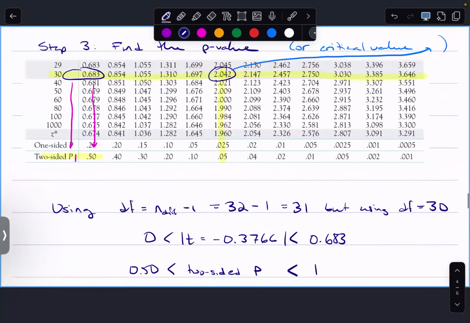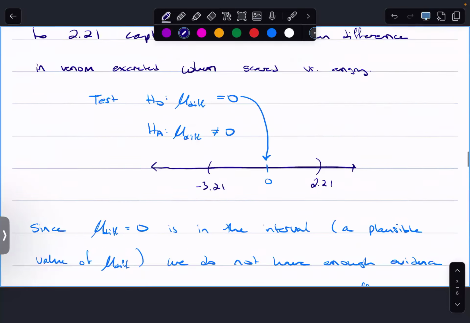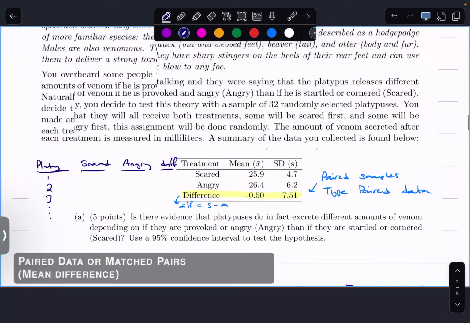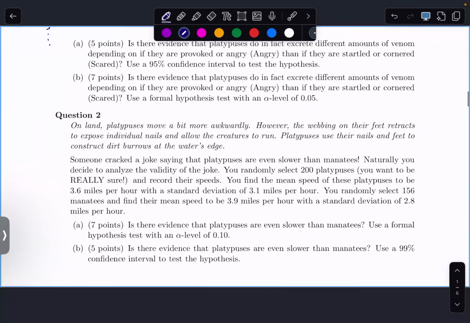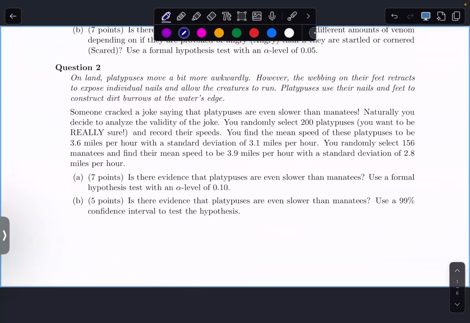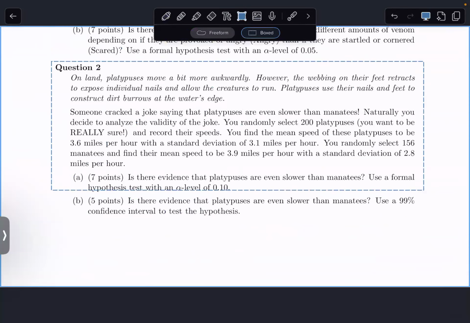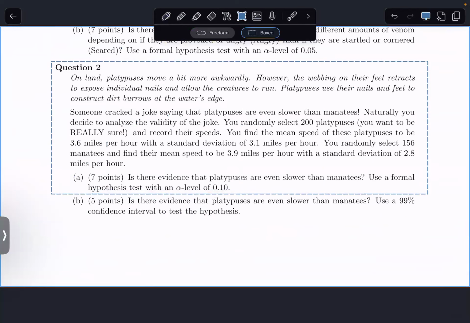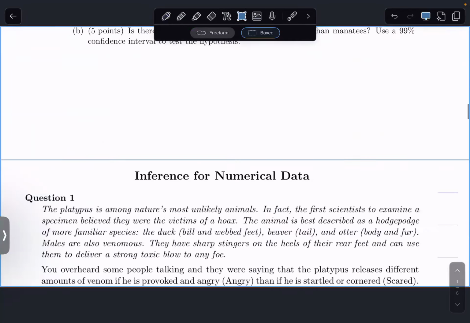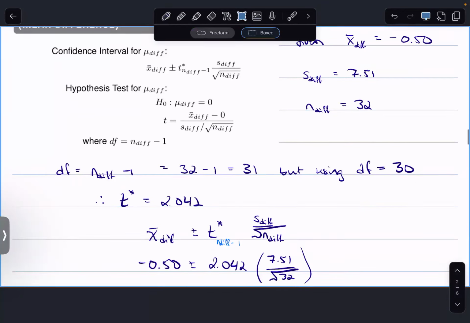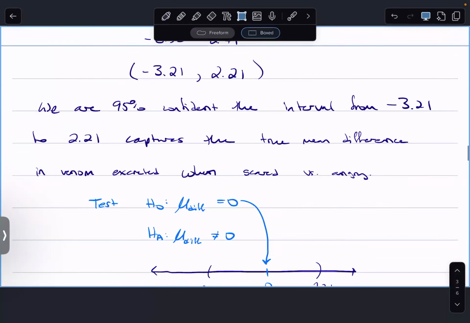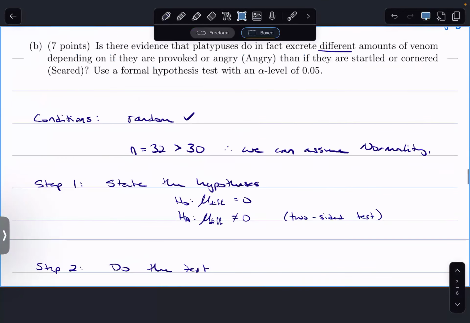Okay. Let's see here. Question 1. Question 2. I have to remember what the questions are about. Any questions about question 1 though? Nope.